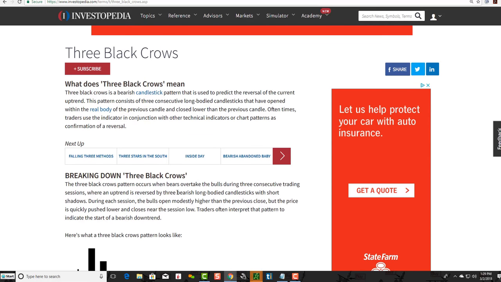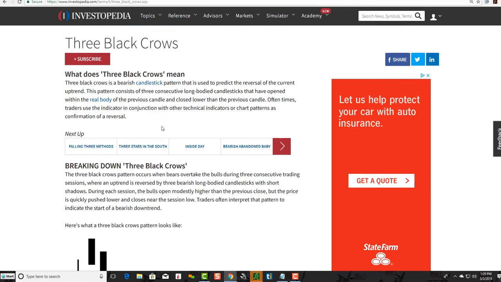So the three black crows, what does three black crows mean? Well, three black crows is a bearish candlestick pattern that is used to predict the reversal of the current uptrend. This pattern consists of three consecutive long-bodied candles that have opened within the real body of the previous candle and closed lower than the previous candle. Oftentimes, traders use the indicator in conjunction with other technical indicators or chart patterns as confirmation of a reversal, right?